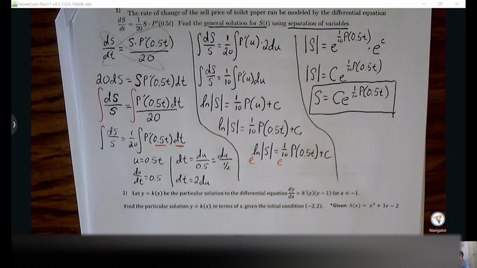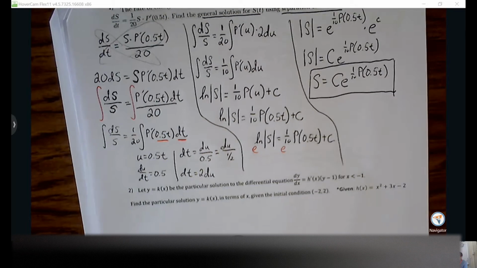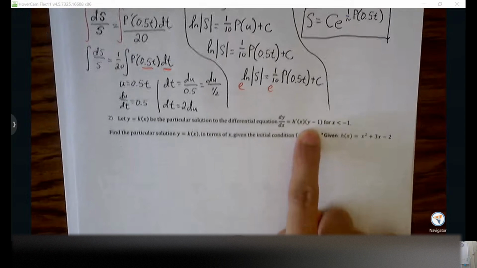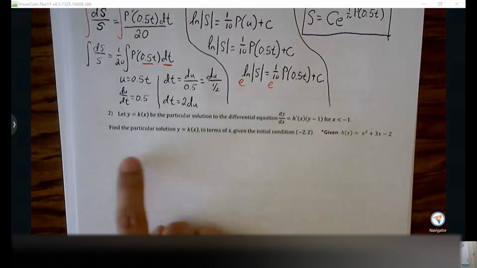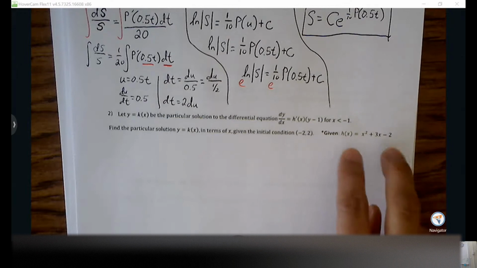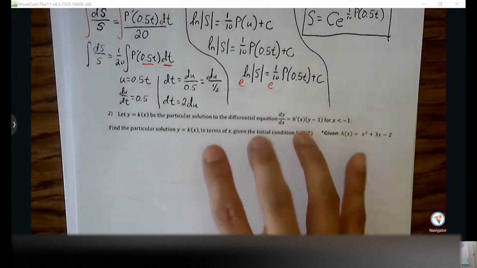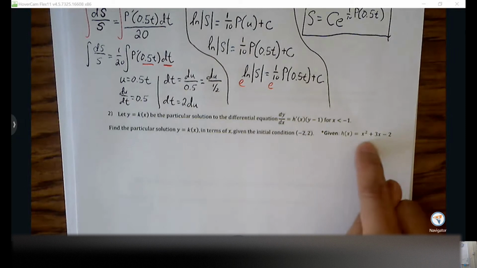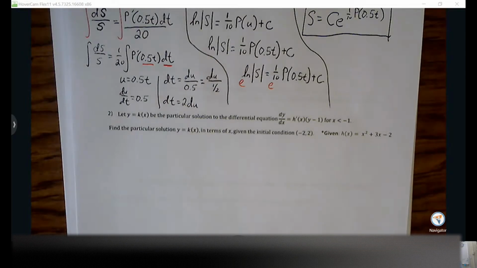All right, number 2, it says let y equal k of x be the particular solution to this differential equation. Find the particular solution, given condition -2, 2. And then this is part of another problem where h of x is given. So I'm just putting it here. We're going to have to refer back to h of x as we get closer towards taking the integral.